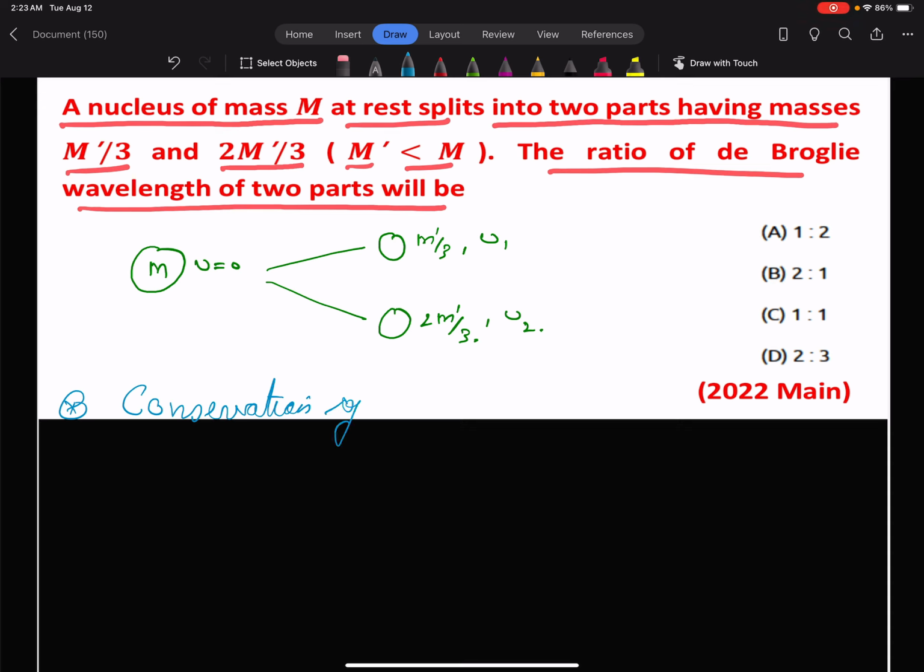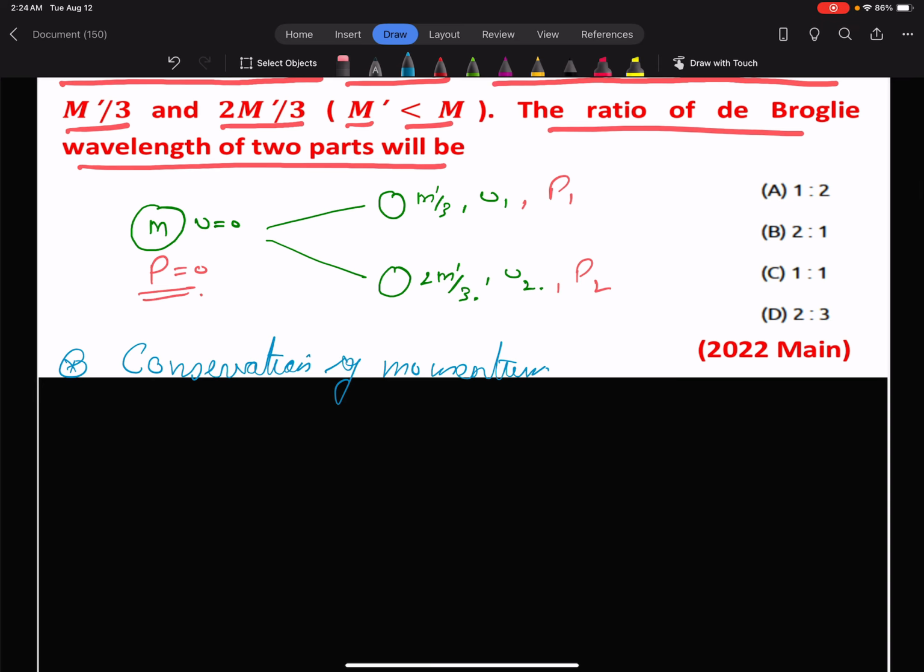Conservation of momentum: for this m, let us suppose the momentum is capital P. For this part, let us suppose P1, and for the other, P2. Obviously the initial momentum will be equal to 0. According to conservation of momentum, P is equal to P1 plus P2, and P is equal to 0. So this gives us P1 plus P2 equals 0, which tells that P1 is equal to minus P2.